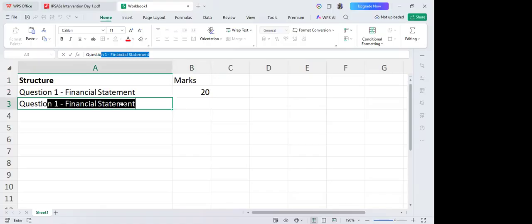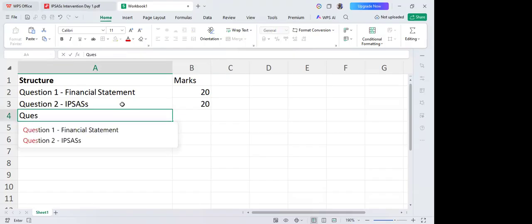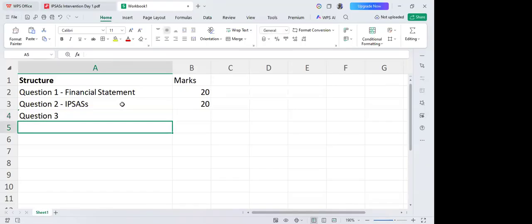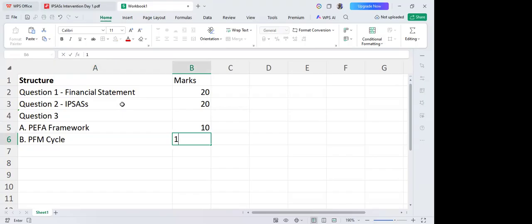Then question two, we'll basically touch on the IPSAS. So the IPSAS will be covered under question two. Then question three is in two parts. The first one will be on the paper framework, which is expected to be 10 marks. The second aspect will be on the PFM cycle and budgeting. That will also be 10 marks.